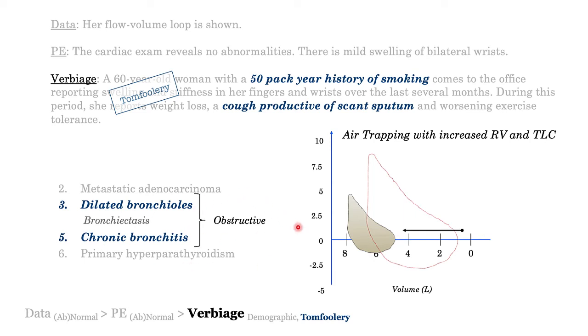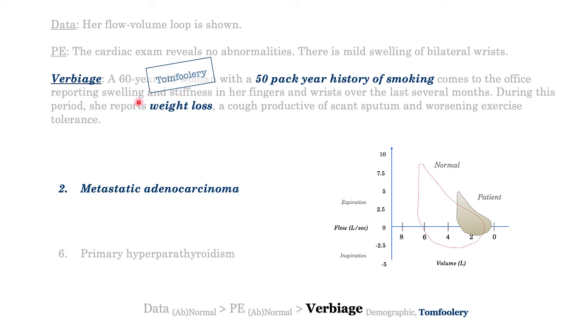Both these represent obstructive disorders and would have a curve that looked more like this, with an increase in the residual volume. The verbiage also includes weight loss, and to be sure, the only reason that is put into this clinical vignette is to tempt the individual who cannot interpret the curve to choose that the patient has a carcinoma.